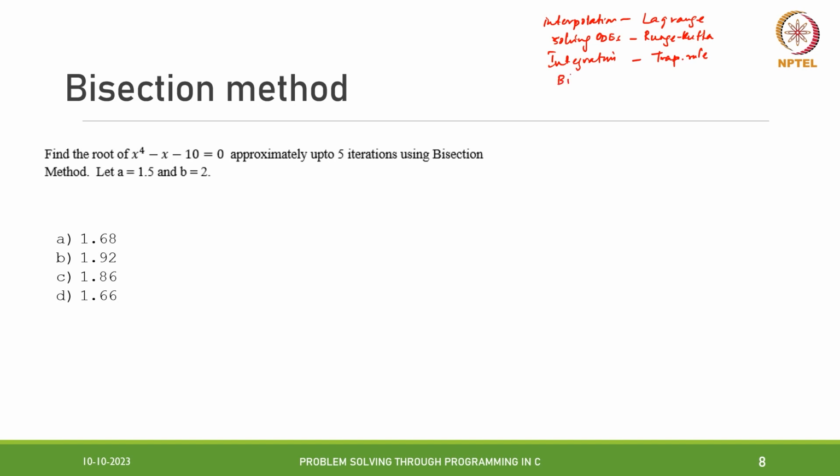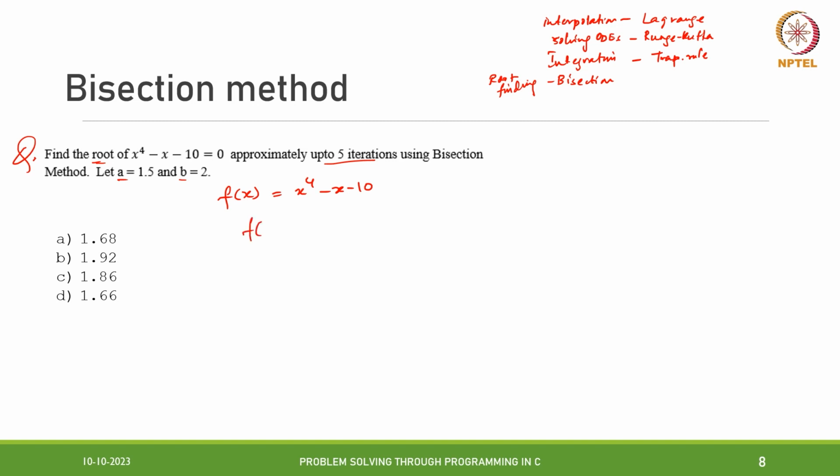Now, why I have added bisection is because why do we use bisection? It is a root finding method. Like we have seen in the previous weeks, bisection is a root finding method. That means if we have a function f of x, we can find out for what value of x the function goes to 0. So that is what we are gonna do right now to find the root of this function. Here the function f of x is x to the power 4 minus x minus 10. The question asks us to do around 5 iterations using the bisection method, and they have given the two initial conditions, a and b.